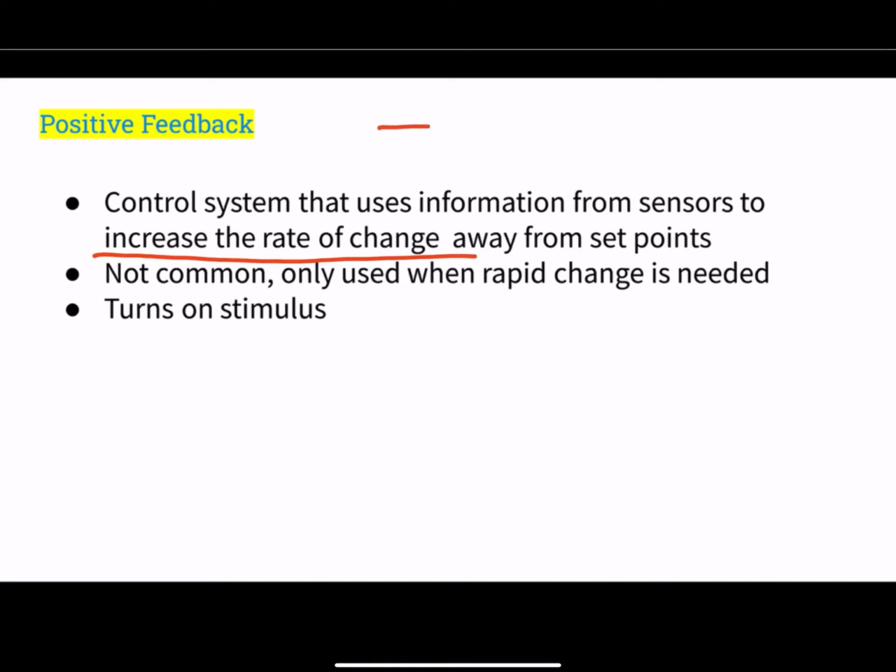So you know how our body likes to be in equilibrium? Well, positive feedback is raising that. It's telling us we're in a situation where we don't need to be at equilibrium. We need to be doing something a lot faster, a lot quicker than we normally would. So positive feedback does not equal homeostasis, and we're going to see an example of that in just a second. It's not common, and it's only used when rapid change is needed, and it turns on a stimulus.